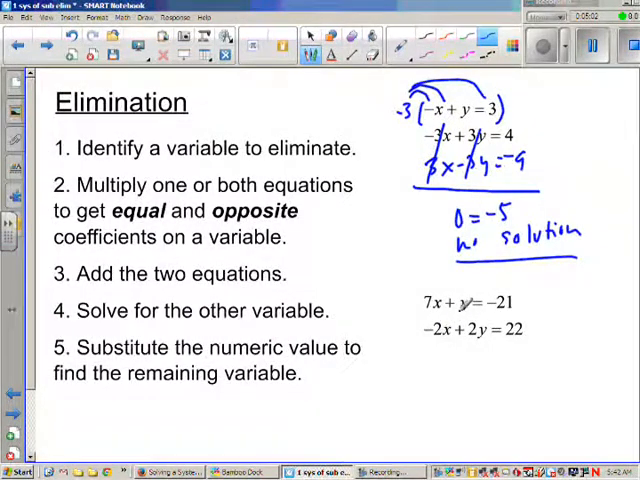Once you try this one, figure out a variable to solve for, and then multiply. Often I choose the equation that has a coefficient of 1 for one of its variables.